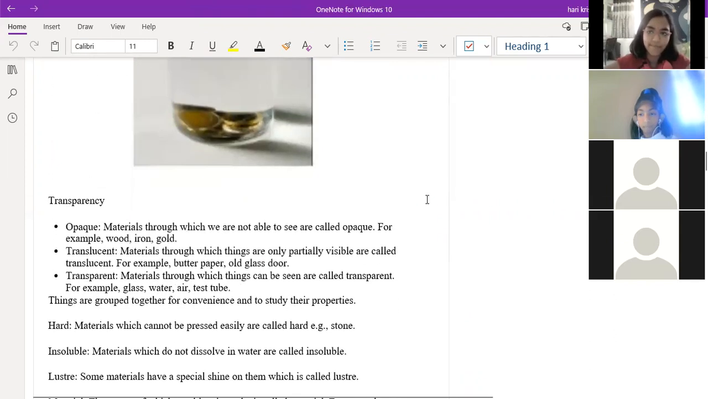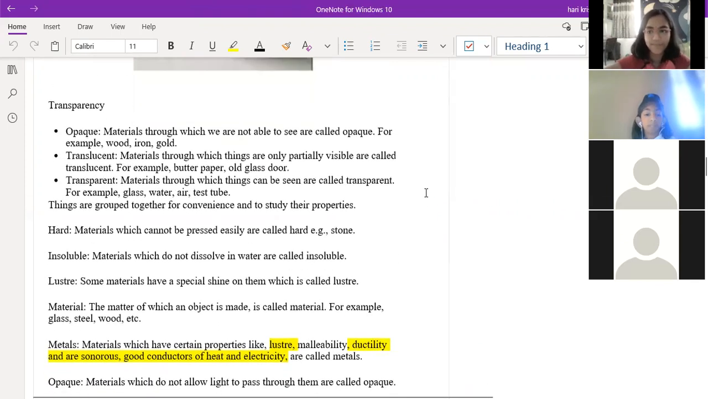Yes, sir. So next one is transparency. Based upon the transparency, you can have three different types: opaque, translucent, and transparent. So what is the meaning of opaque? The objects won't let the light through.